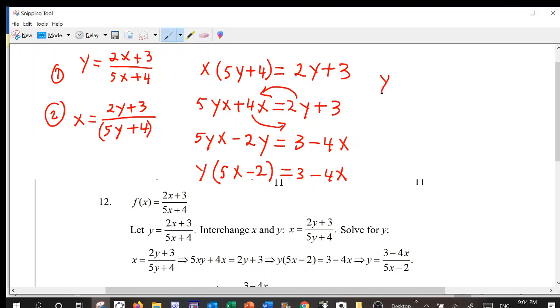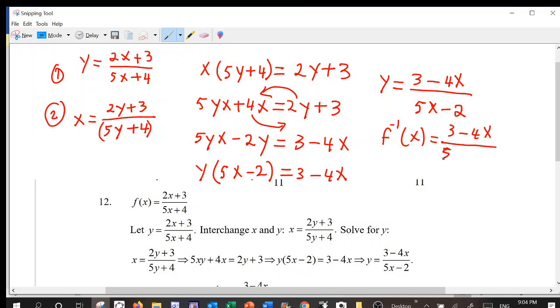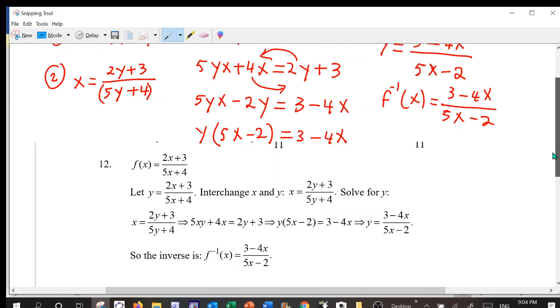So y equals (3 minus 4x) over (5x minus 2), right? And that's it. So that is our inverse: 3 minus 4x over what? 5x minus 2, right? That's it.